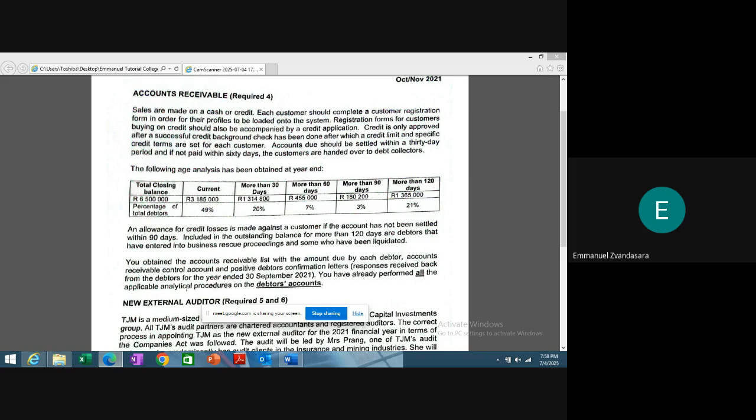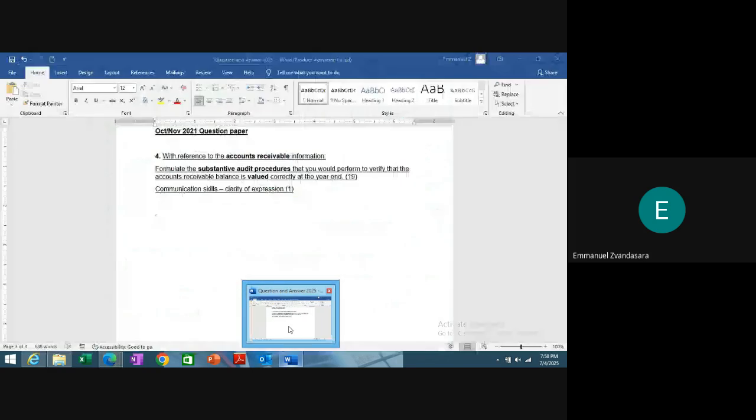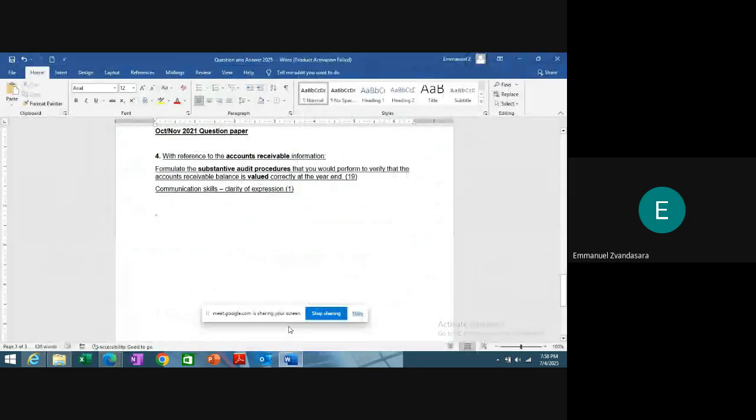Once we have explained this in class, when you get it into your textbook, it's not going to be difficult. Okay. Right. So here, the assertion that we are asked to deal with is evaluation. Okay.